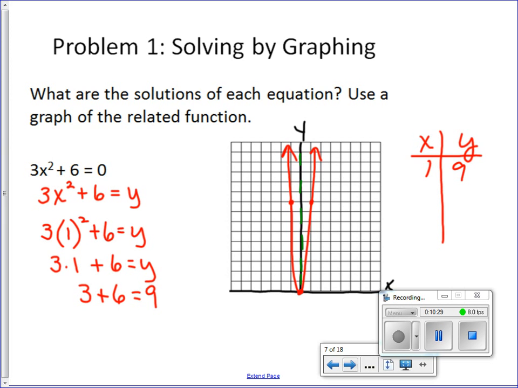And my solution, however, I knew right at the beginning when I plotted my vertex. This is where it crosses the x-axis. So x equals 0 is the solution to this equation.